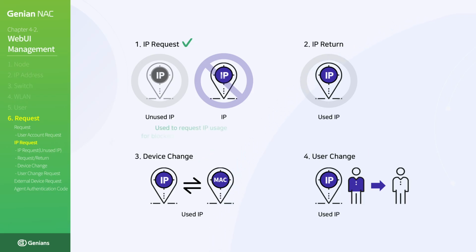IP request, used to request IP usage for blocked or unused IP addresses. IP return, used to manually release IP resources when an IP is no longer in use. Device change, allows the use of a different MAC address when the device using the IP changes. User change, applied when the user account associated with the IP changes.